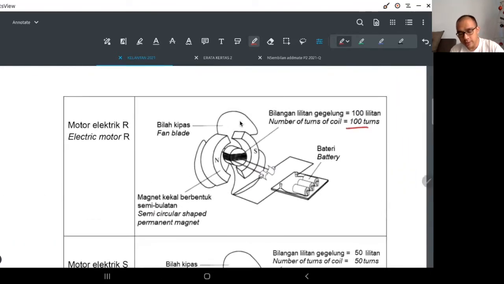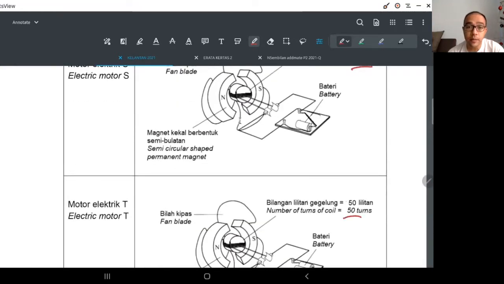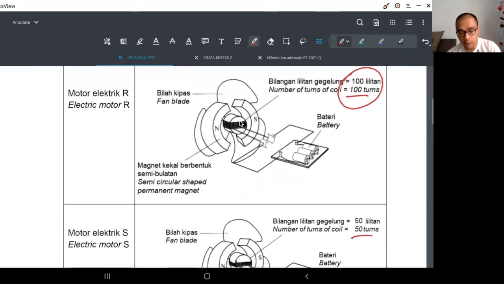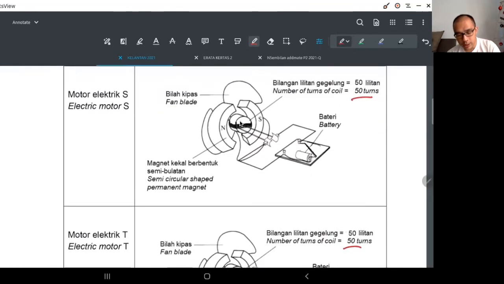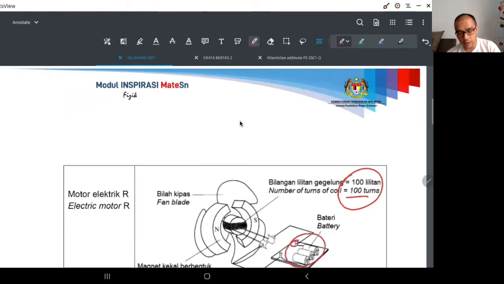Number of turns is 100, 50, and 50. Okay, so do we want 100 or 50? Obviously, we want 100, because the more turns you have, okay, the more force is generated, higher the force, okay, because there is more current flowing. Okay, how about battery? You have 3 batteries, 1 battery, and 3 batteries. So we obviously want 3 batteries. Okay, we want 3 batteries.